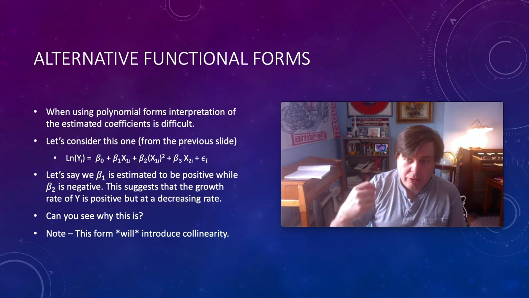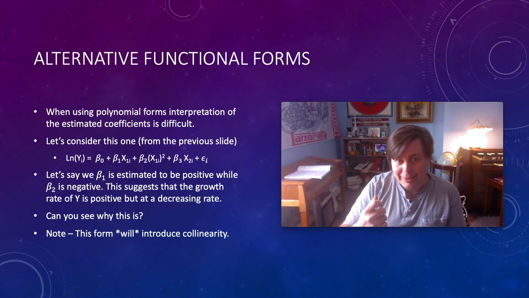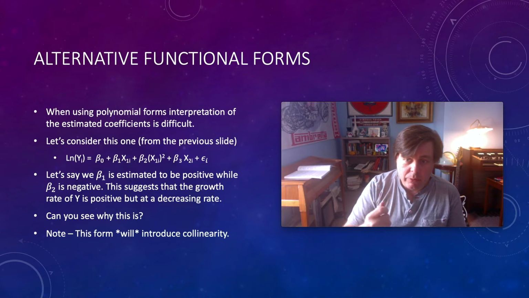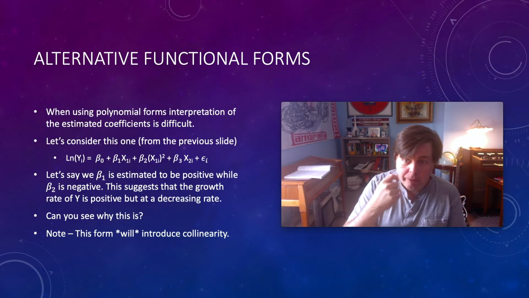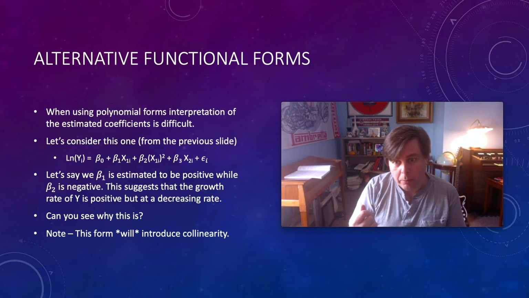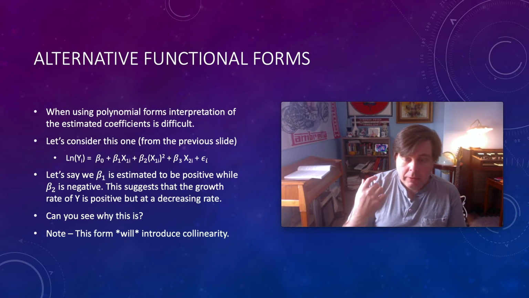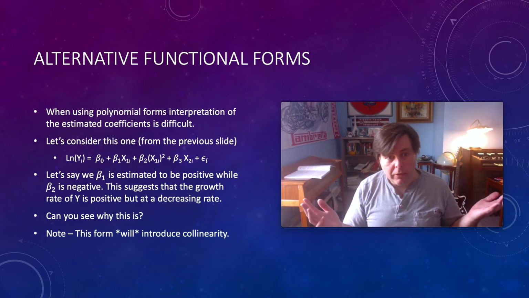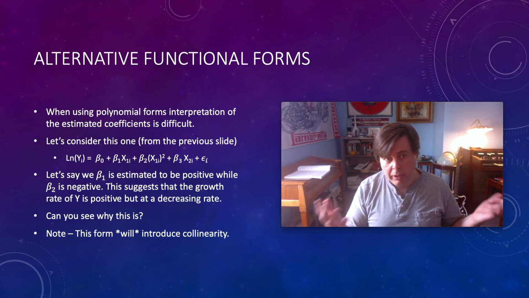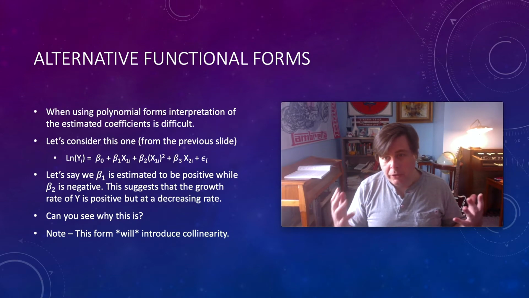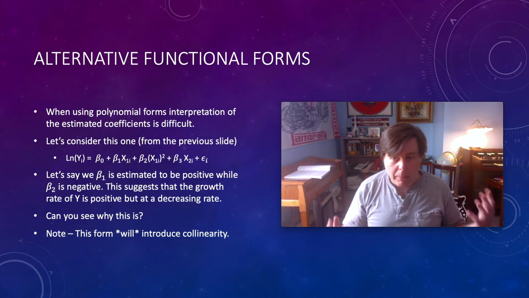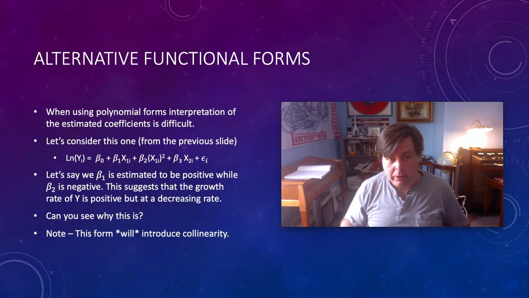And that sort of test run then suggests to us that either a semi-log or a double log functional form would likely be more appropriate in this case. And so we can use these polynomial relationships to figure out what the true functional form might look like.